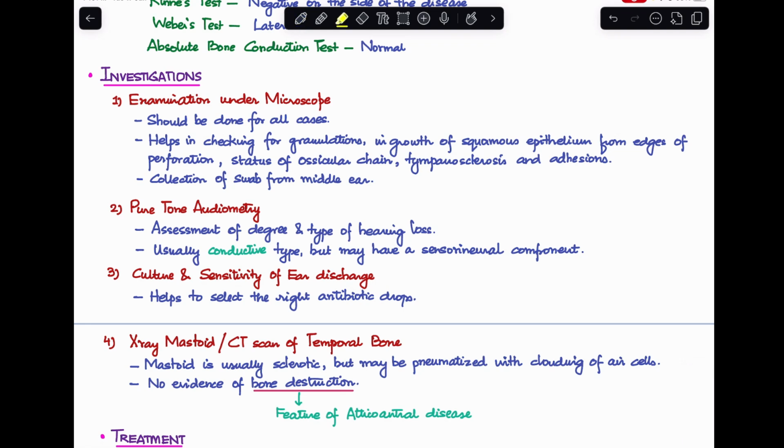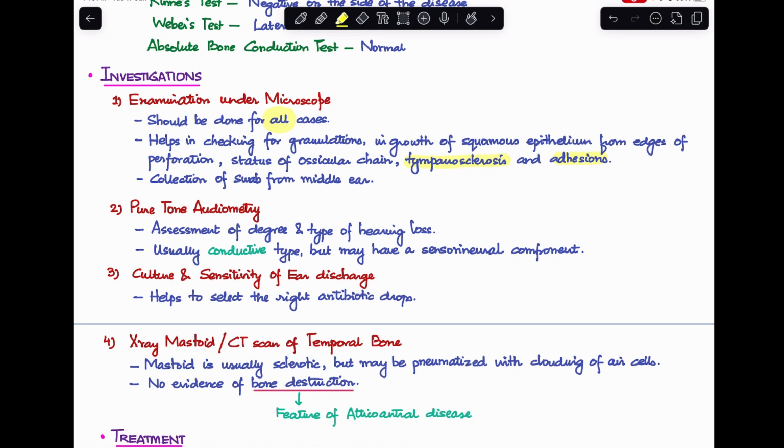First of all, the most important thing you need to do is examination under microscope. You have to do this on a priority basis for all cases. This will help you in checking the tympanic membrane perforation, if there is any presence of granulation, aural polyps, if there is any ingrowth of squamous epithelium, if the ossicular chain is intact or has been disrupted, if there is any tympanosclerosis, adhesions, etc. You can also use this to collect the pus from the middle ear and send it for culture sensitivity. So this is very important for all cases.